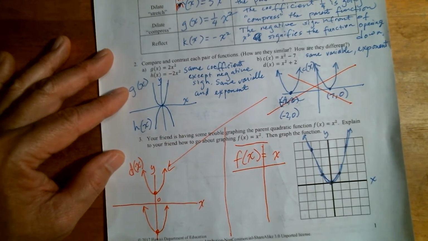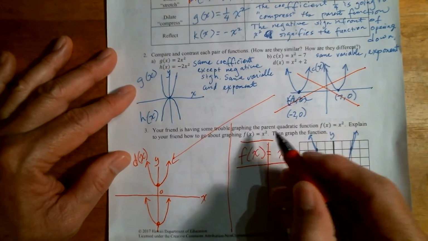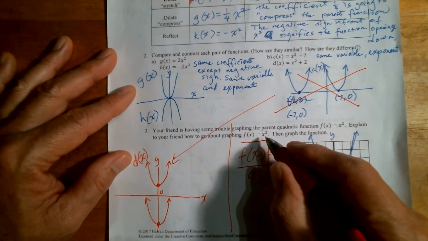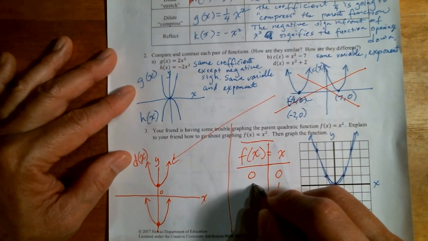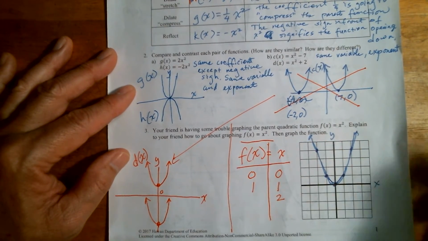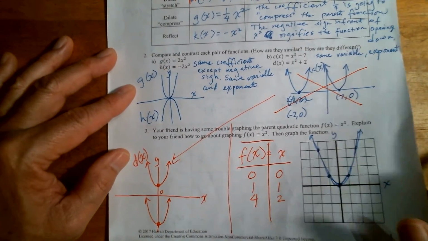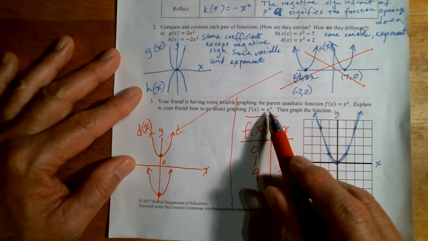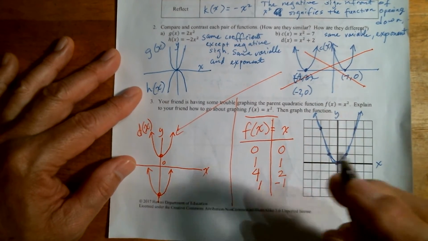Okay. So here's my table. If I plot the points, if I insert 0 for x, my f of x will also be 0. If I insert 1 for x, my f of x, the y value, will also be 1. For 2, I'll get 4 over here, because 2 squared is 4. How about negative 1? Let's try. Negative 1 times negative 1 is 1. So the answer is 1.